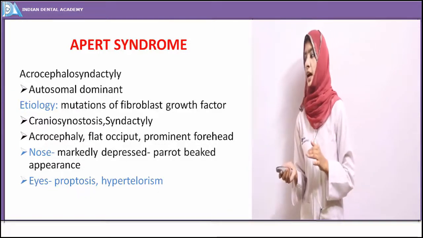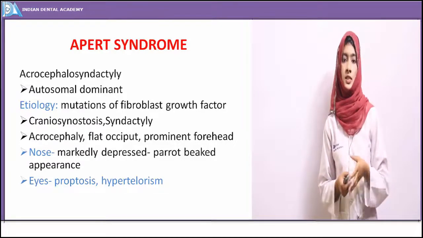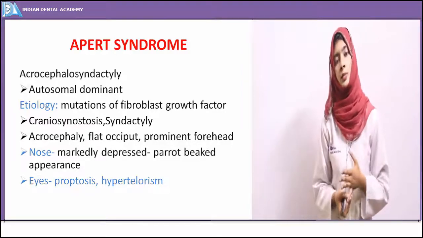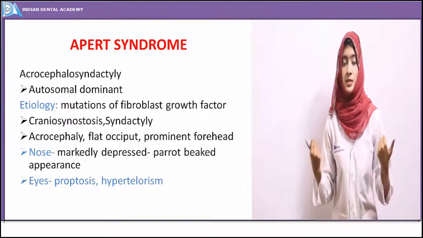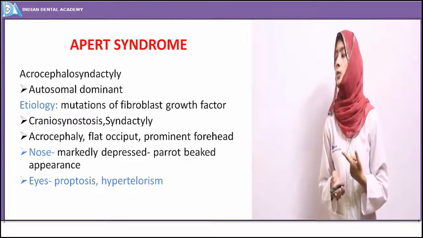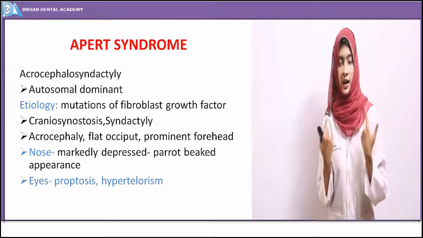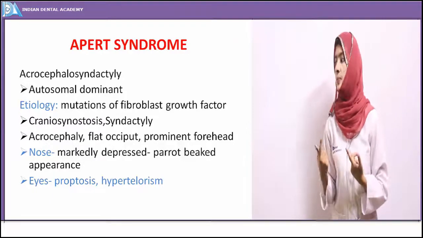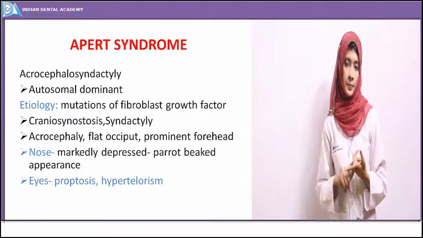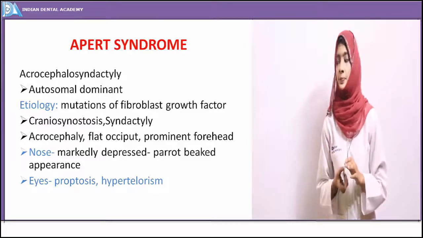In acrocephaly, the flat occiput and prominent frontal bossing are seen. The anteroposterior diameter is limited, right? So the frontal bossing, or the prominent frontal bone, is seen, and the skull is wide. And when you see the nose of the individual with Apert syndrome, the nose is markedly depressed or wide, and it gives the appearance of a parrot beak. So the parrot beak appearance is characteristic of Apert syndrome. The external nares sometimes are also wide.